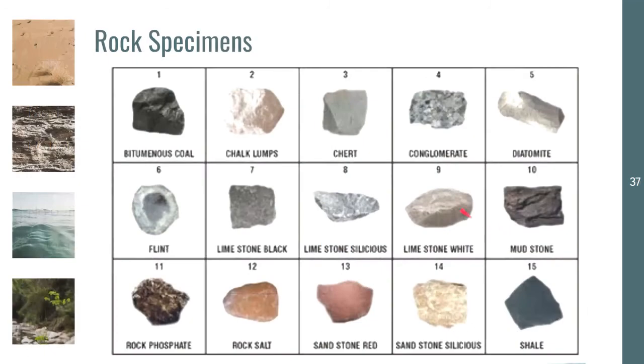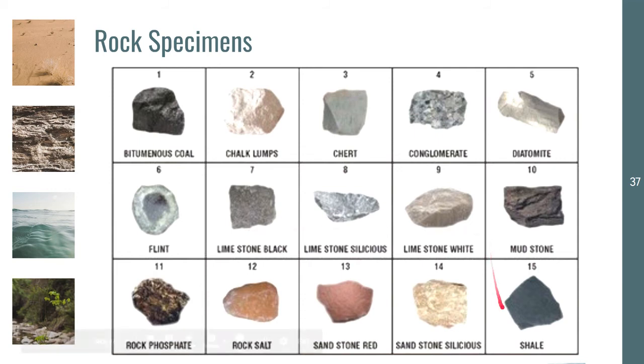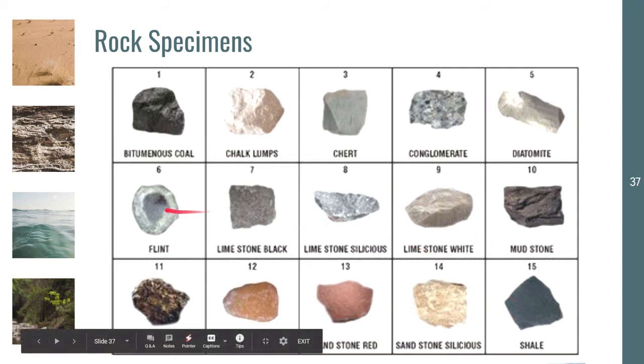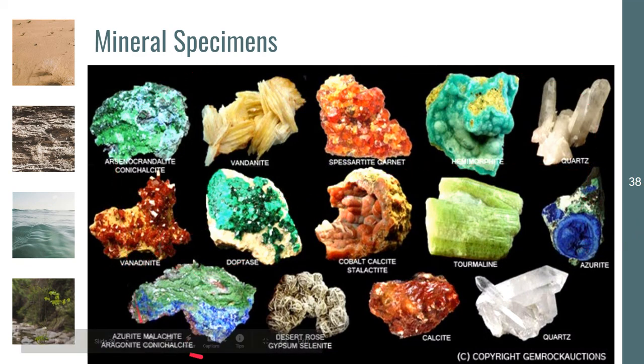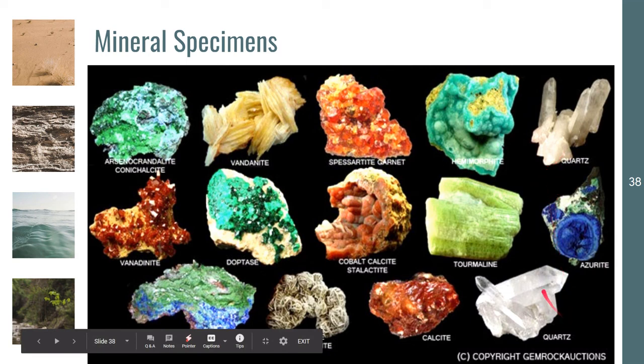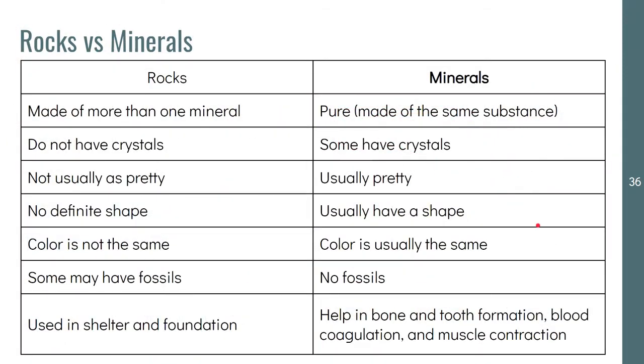So let's see. These are examples of rock specimens: diatomite, limestone, shale, flint, bituminous coal. They're not really that pretty or colorful to look at. But if you look at minerals such as garnet, stalactite, vanadinite, azurite, they're quite pretty. They are quite beautiful. They have these shapes to look at, and they're made up of the same minerals. They are made up of the same substance.